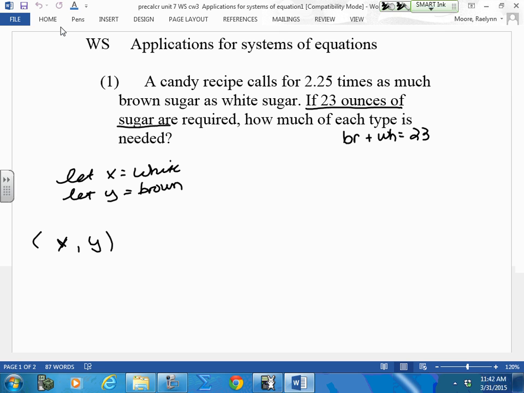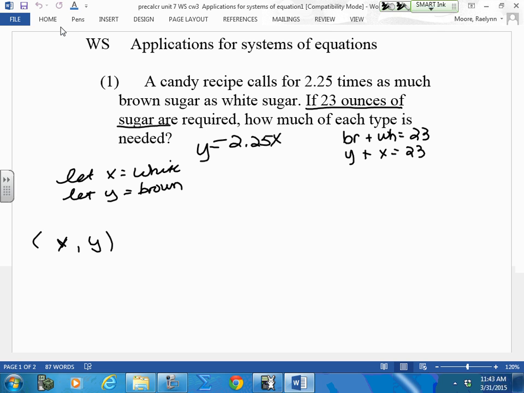What's my variables? And there's one statement, right? And my brown has 2.25 times as much as the white. My brown is the Y. It's whatever my white has times 2.25 more, right? There's my second statement.